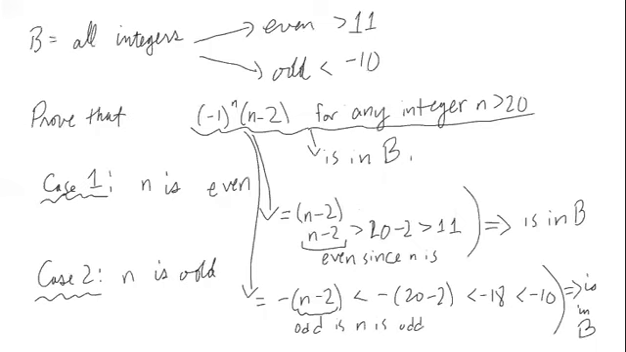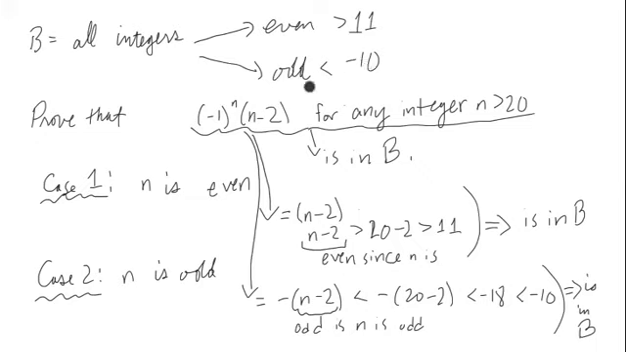Let's take a look at an example of a proof where we're definition matching. That means we want to show perhaps that something meets the criteria that's required to be within maybe a set or have a certain characterization associated with it. In this particular case, we would like to show that numbers of this form right here are in the set B. The set B consists of all integers where if the integer is even, it's greater than 11, and if it's odd, it's less than -10.